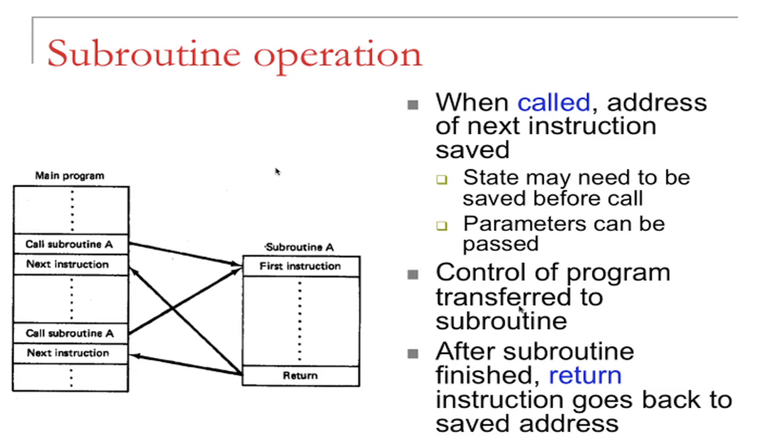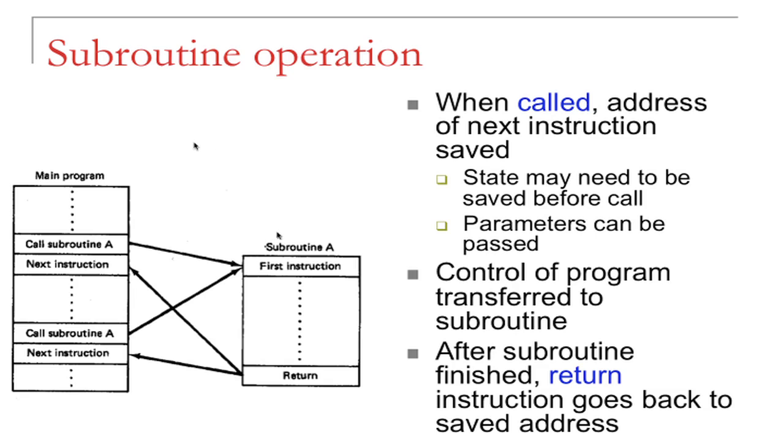Control of the program is transferred to the subroutine. That's the effect of this call instruction. It will fetch the address of the first instruction of subroutine A. So what happens if you call the instruction and then use AX? Does it always go back to the original value, always refer to the original value for the first use?